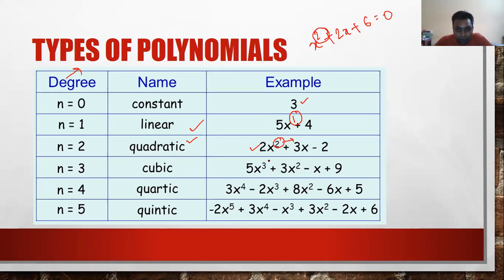Here the highest power of the variable is 3, so it's a cubic. Here we have the highest power equal to 4. It's a quartic. We have the highest power of x equal to 5, so it's a quintic. So depending upon the highest power of the variable, we can classify the polynomials, whether it's a constant polynomial, linear, quadratic, cubic, quartic, or quintic.